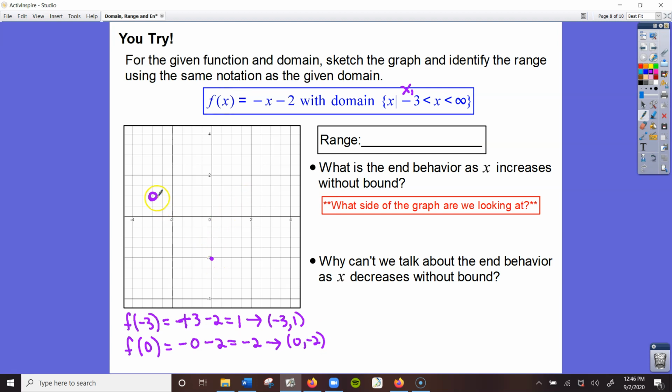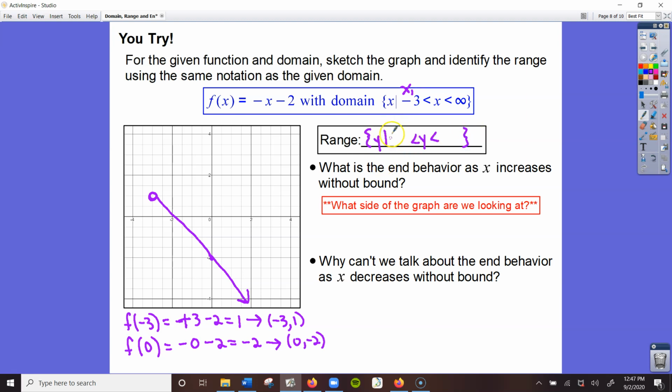Once you have your second dot, and since I know it goes on forever, I am just going to connect and then keep going. And this would be that function drawn on that restricted domain. So now for the range, we're going to write it in set notation. So I'm going to put the brace, define my variable as y. I'm going to set up my inequality here.